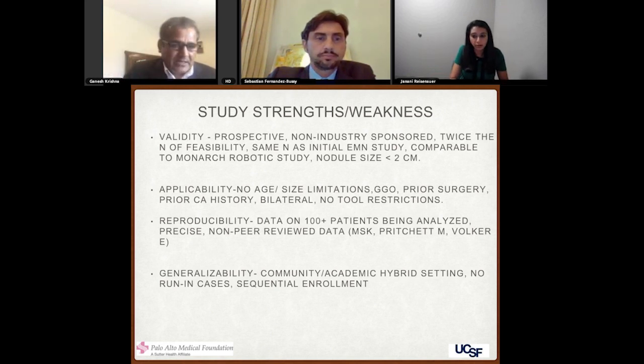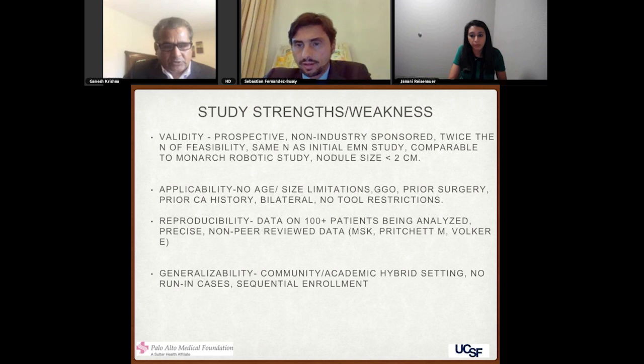We did not have any age or size limitations. We included ground glass lesions, prior surgery, history of prior cancers, and we also biopsied bilateral lesions and did not have any tool restrictions. So we feel it is applicable to any kind of practice.